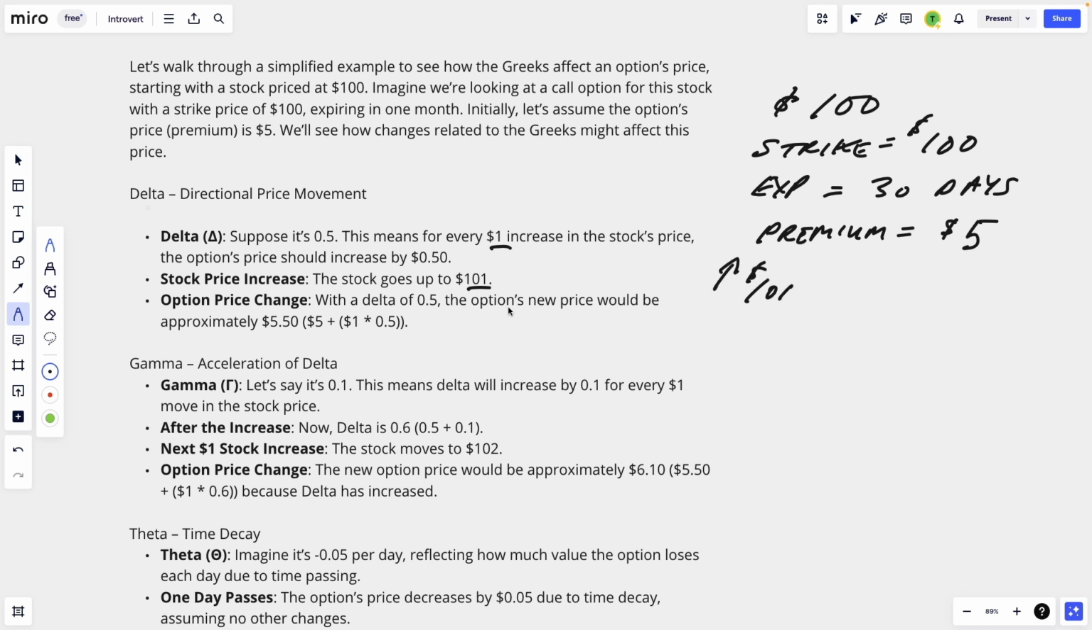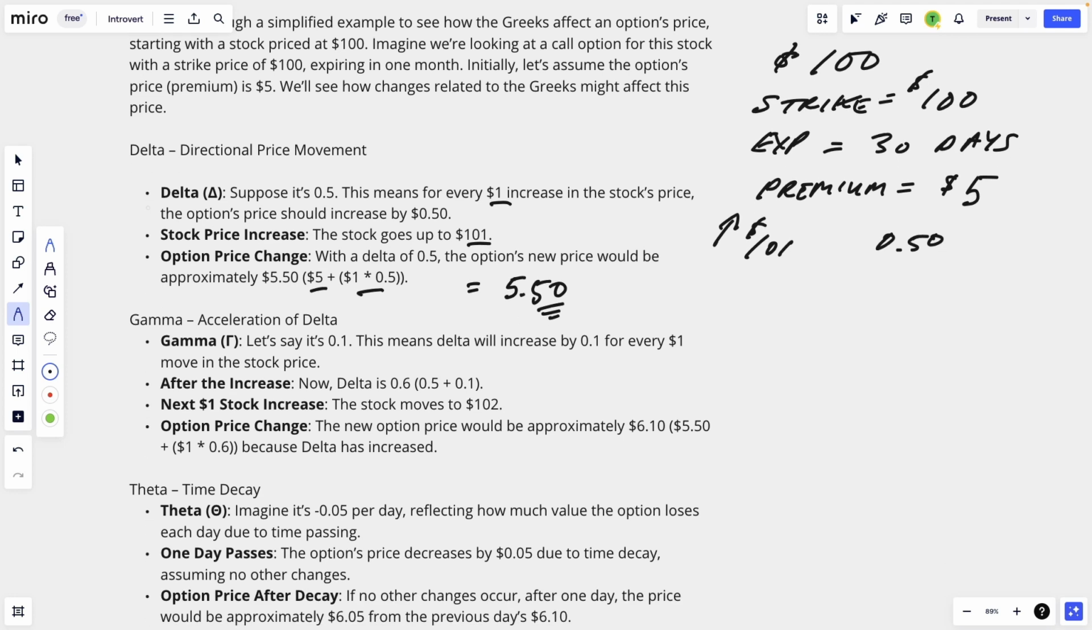So what's going to happen to the option price? Well, with a delta of 0.5, that means that for every $1, the option is going to go up by 50 cents. So the new option price after this $1 movement is going to be $5 plus 1 times 50 cents. So our new option price at this moment is going to be $5.50. So the option gained 50 cents based on the delta because the price of the stock moves up.